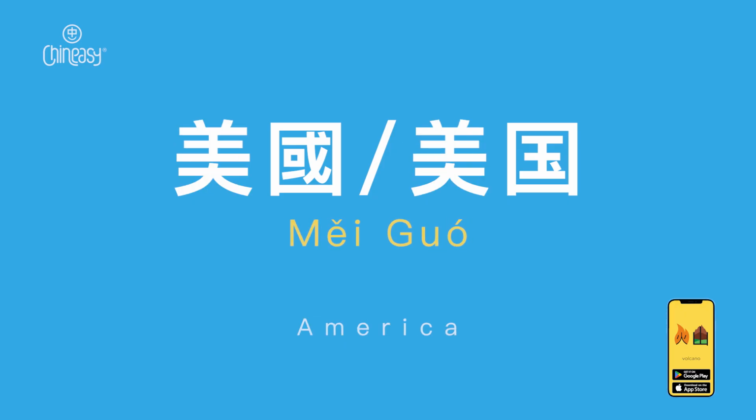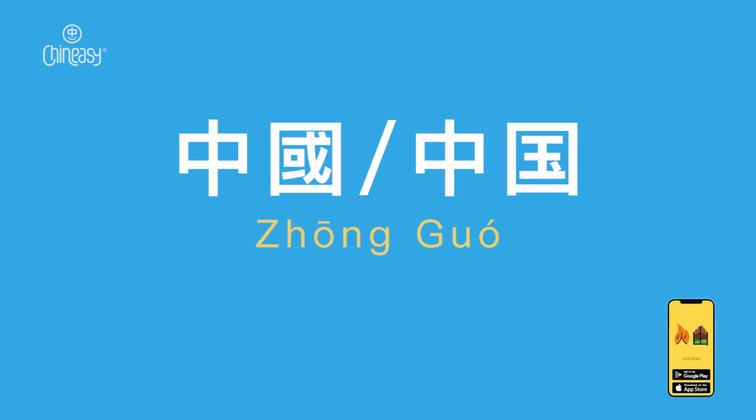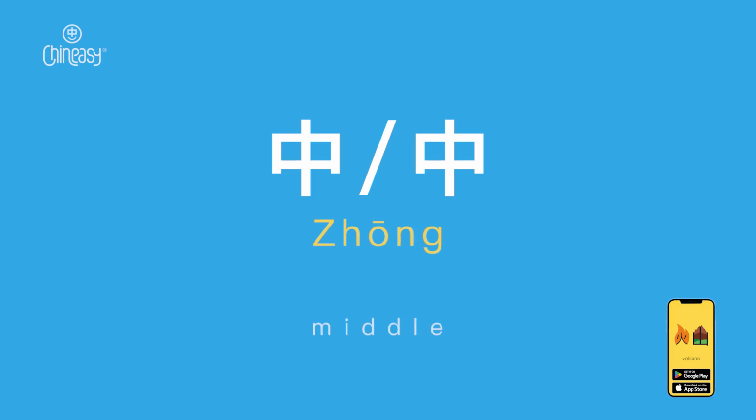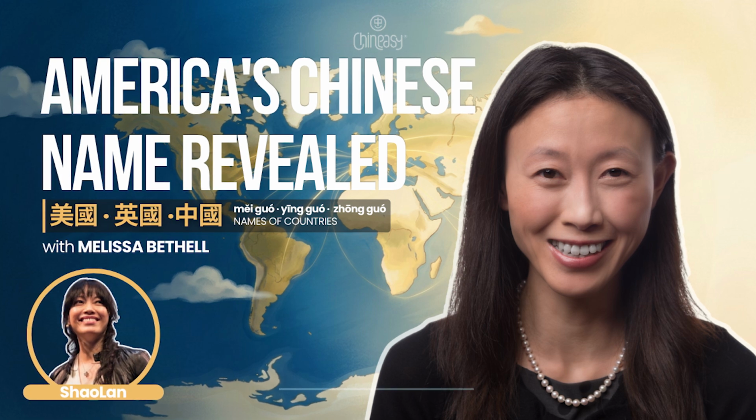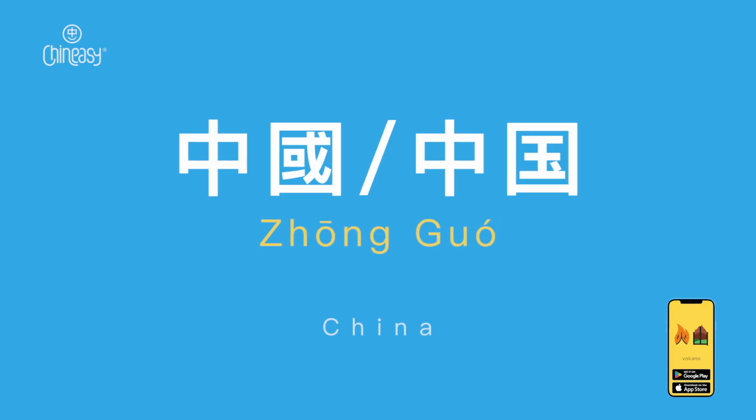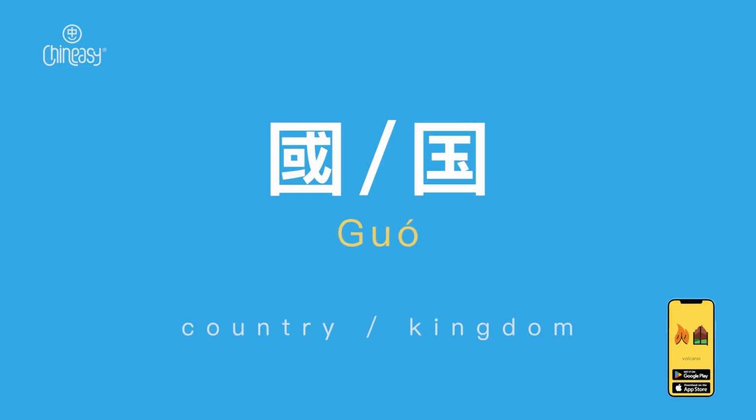美国. Okay, 美国 is America. And how about 中国? Sorry, I didn't teach that one. 中国 is China. 中 is middle. Because Chinese people, they believed in ancient times they were the middle of the world. So the middle kingdom is 中国. All right. Character 国 is very interesting.